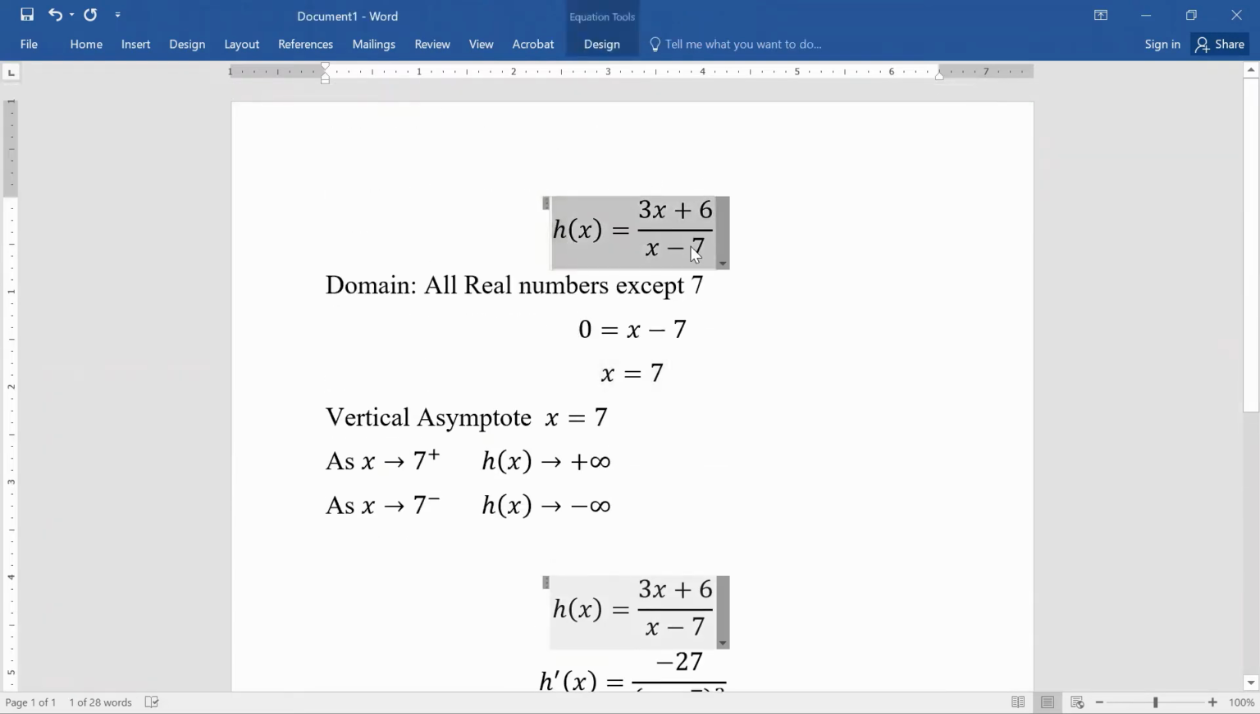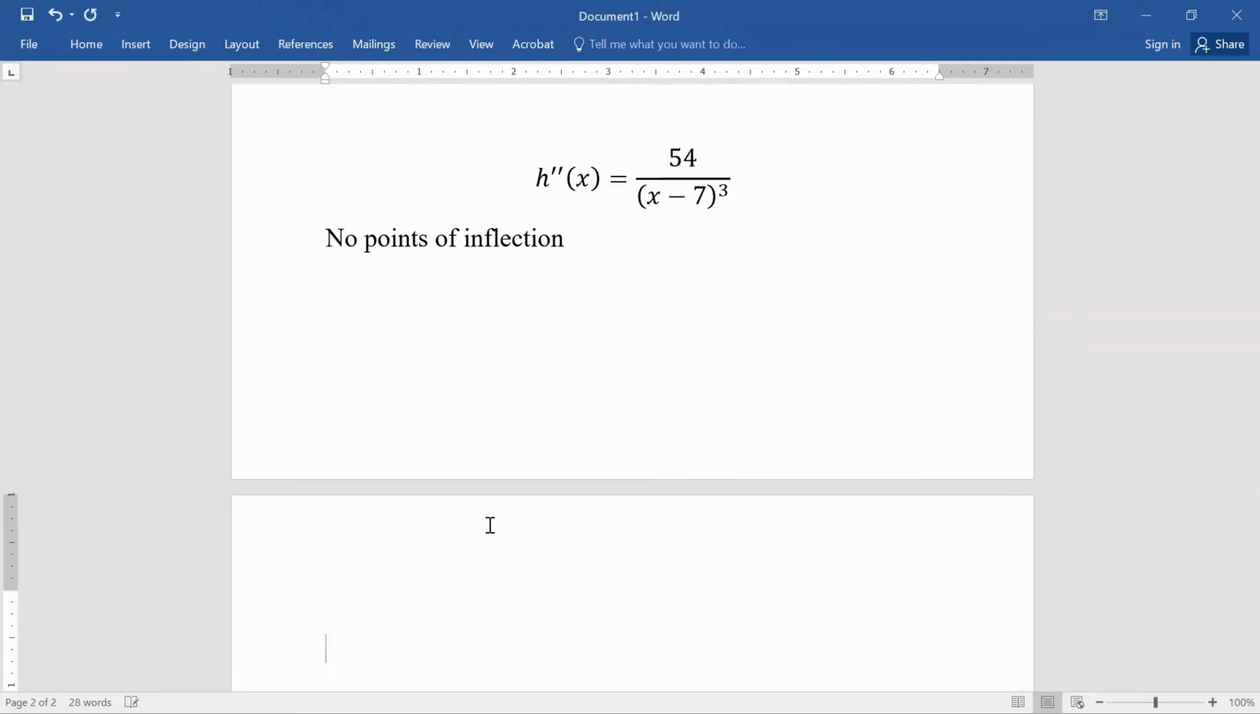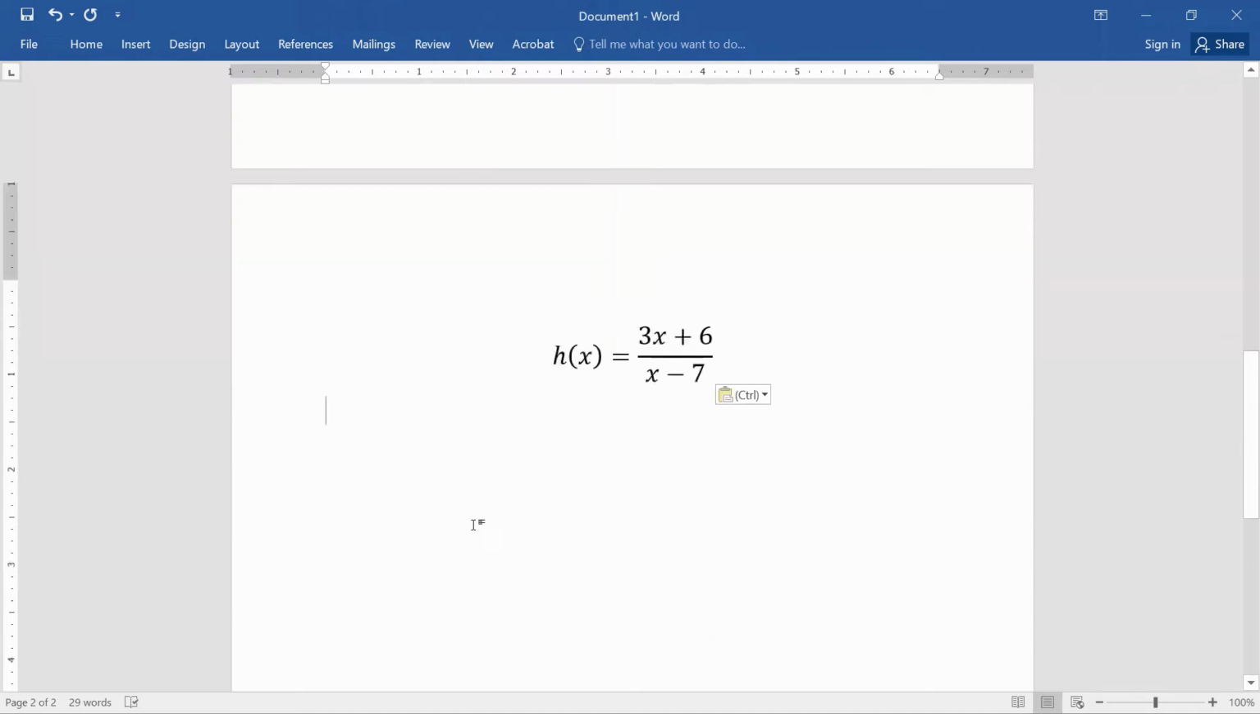The other thing we should do is look at the behavior of this graph as x goes to infinity. We take this graph and we say as x goes to positive infinity, we'll plug in a really big positive number. It turns out if you take the limit as x goes to positive infinity, this function goes to 3.